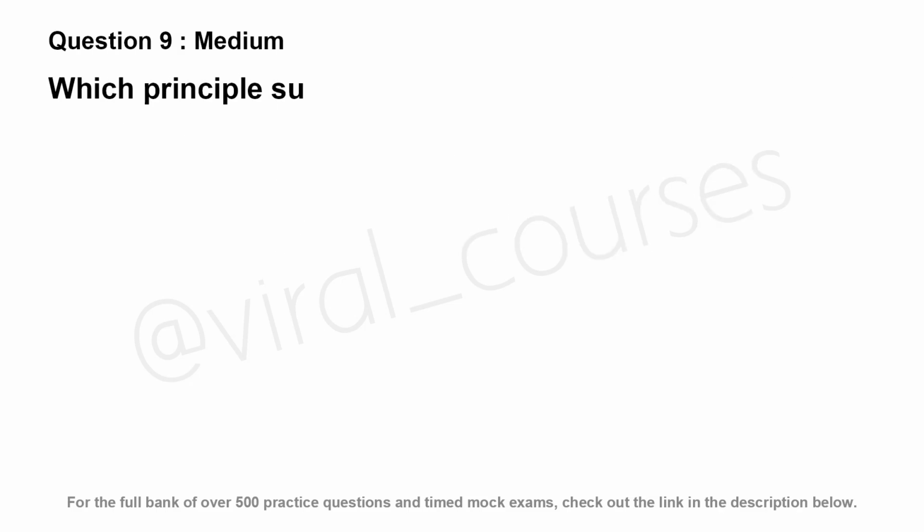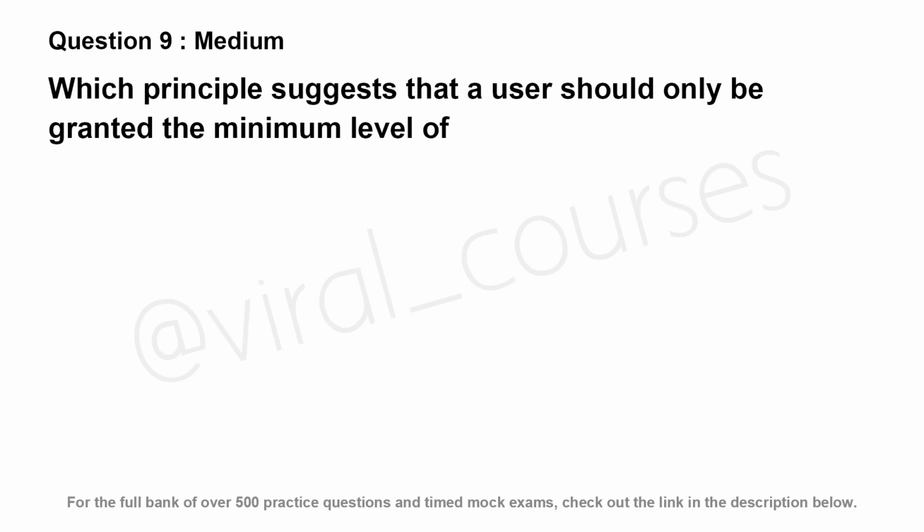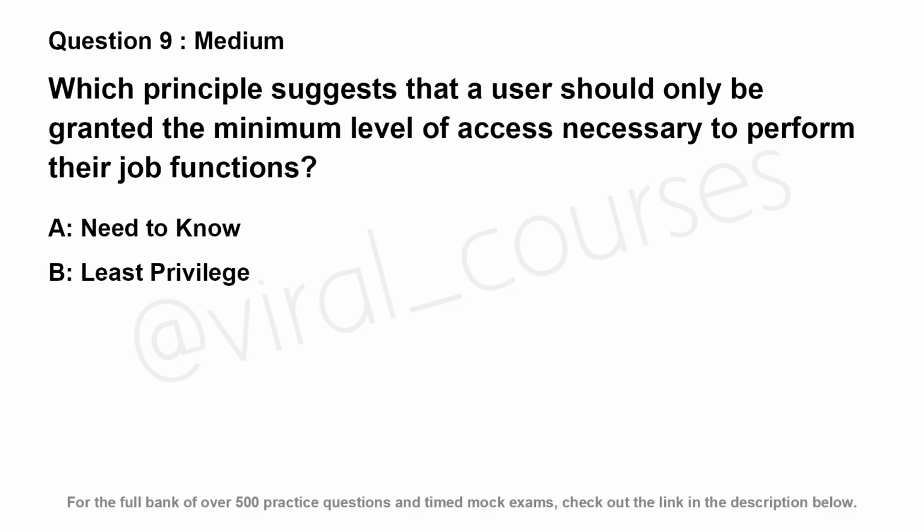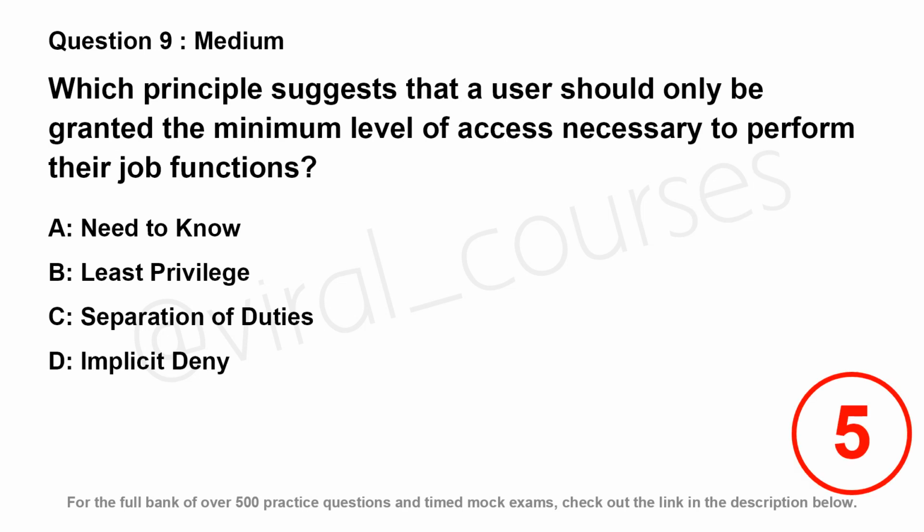Which principle suggests that a user should only be granted the minimum level of access necessary to perform their job functions? Option A. Need to know. Option B. Least privilege. Option C. Separation of duties. Option D. Implicit deny.